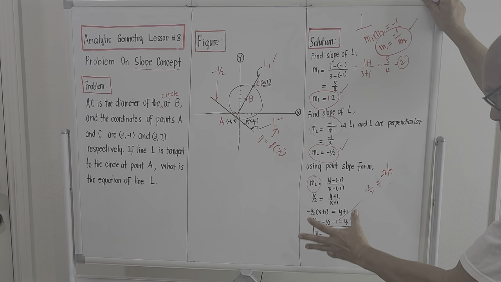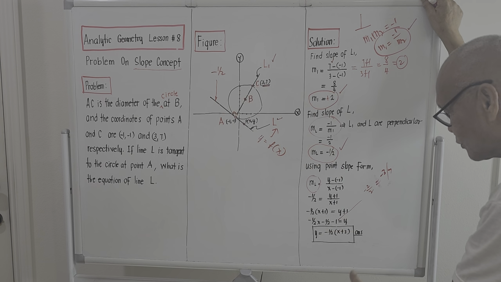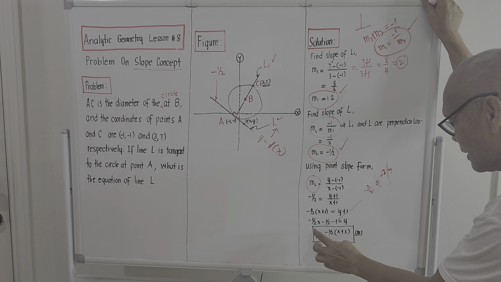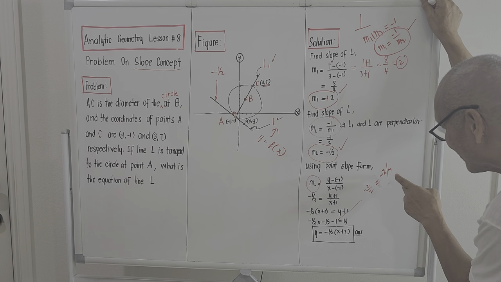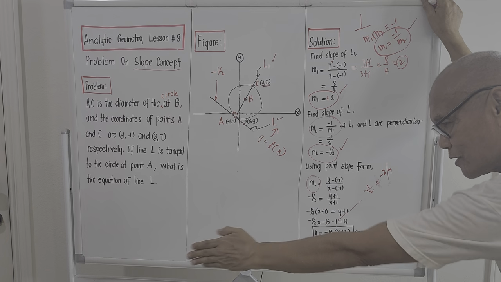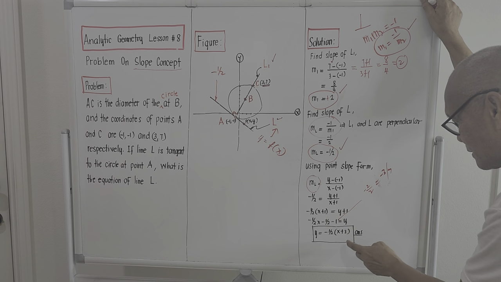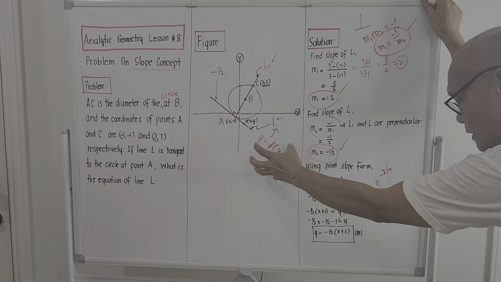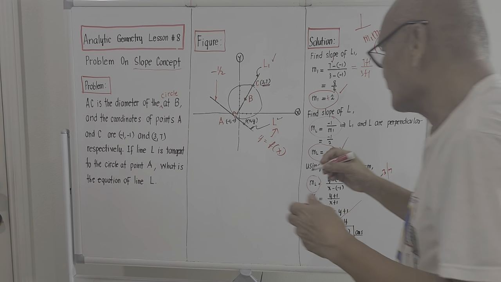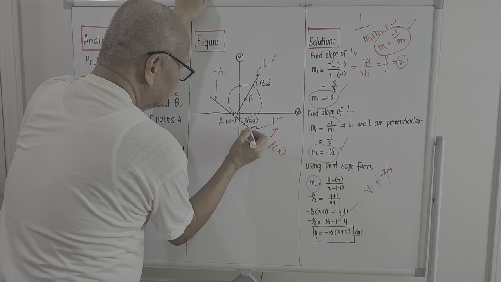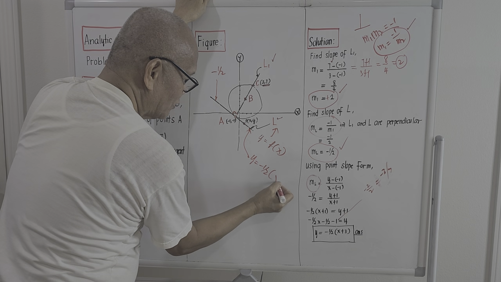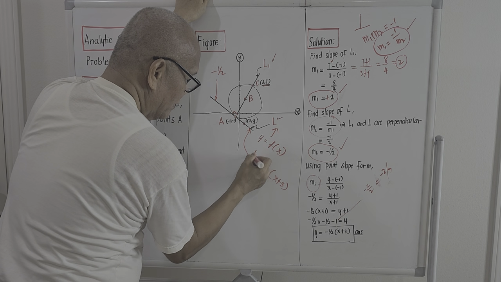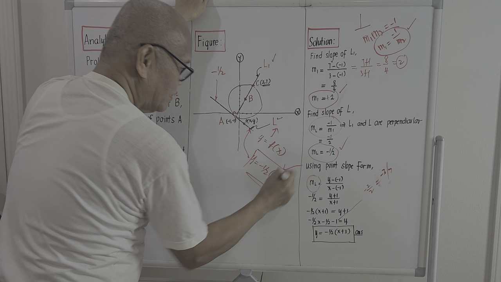So the equation of the required tangent line will be Y equal to, there is a common factor, negative 1 half. Negative 1 half times X, and negative 1 half times 3 is negative 3 halves. So we factor out negative 1 half, and it's outside. So this is negative 1 half times the quantity X plus 3. So the equation of the tangent line is Y equal to negative 1 half times the quantity X plus 3. So this is our answer.